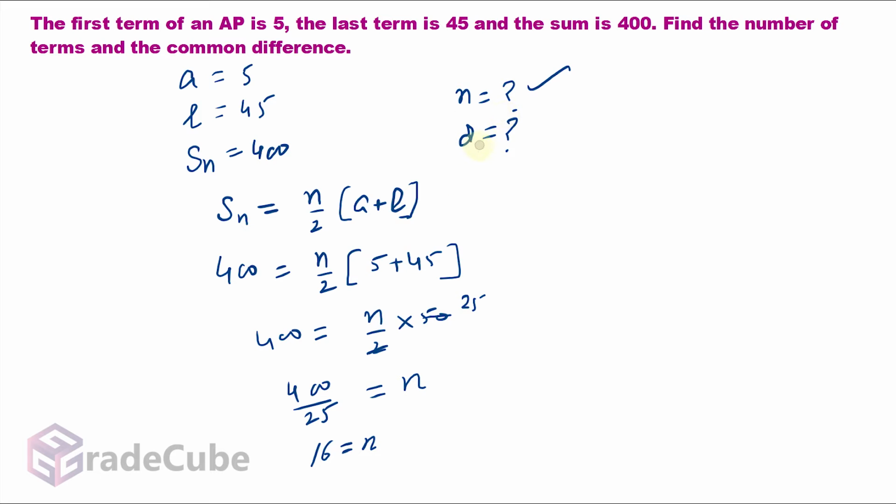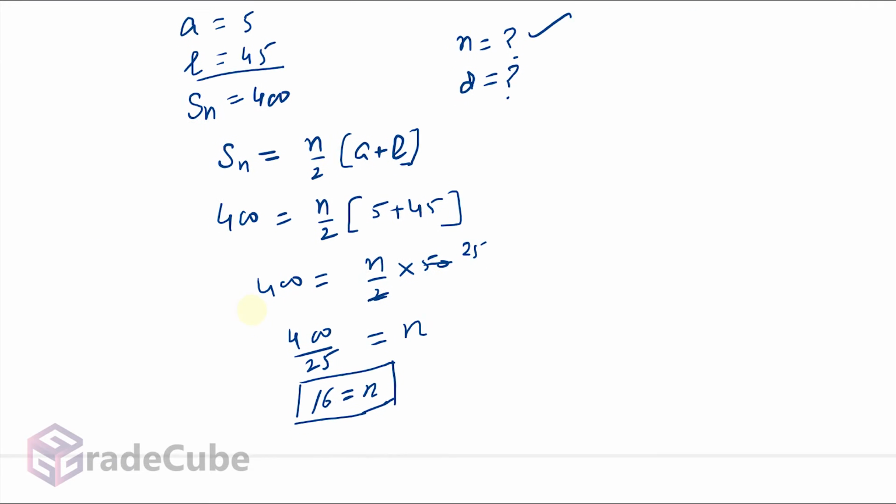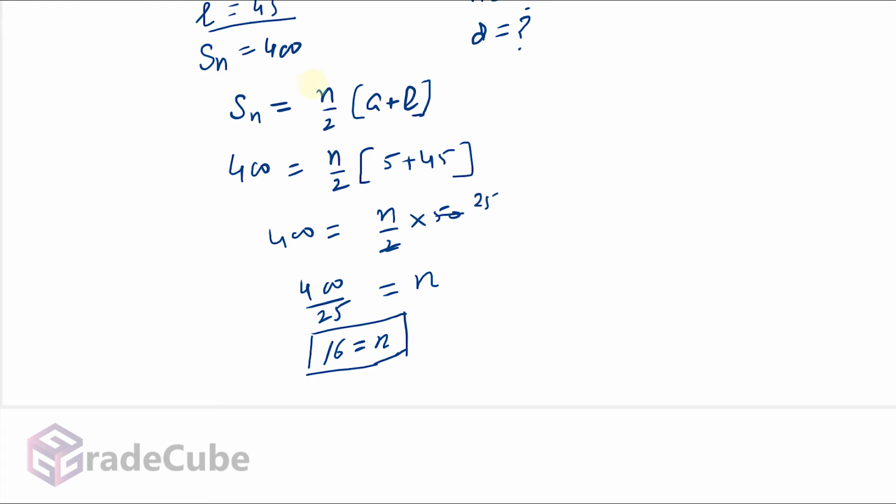Okay, now is the time to calculate the value of d. For this, we have two options. The better one is using the formula for an, because there are 16 terms and this is the last term, which means it is the 16th term. By the way, the other approach can be to use the other formula for Sn and put the values of Sn, n, a and calculate the value of d, but that's not the proper approach.